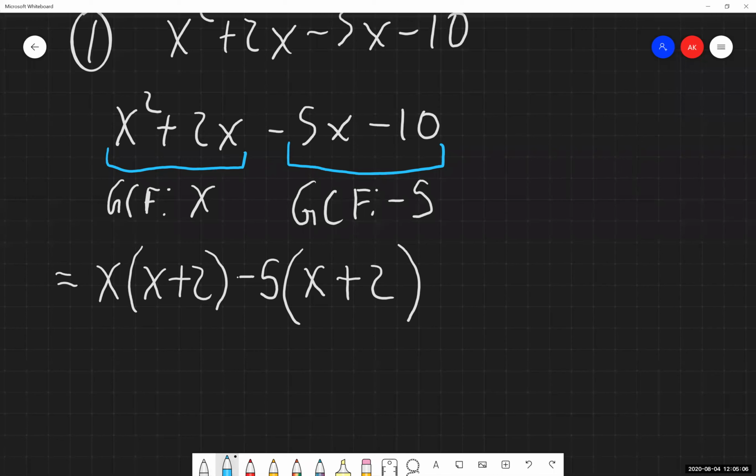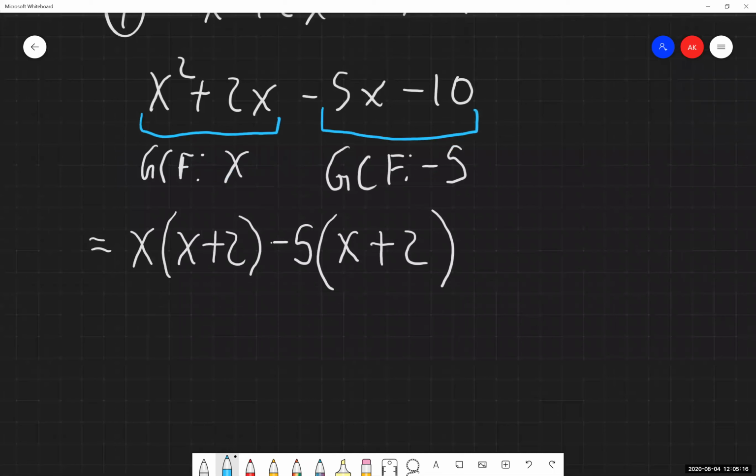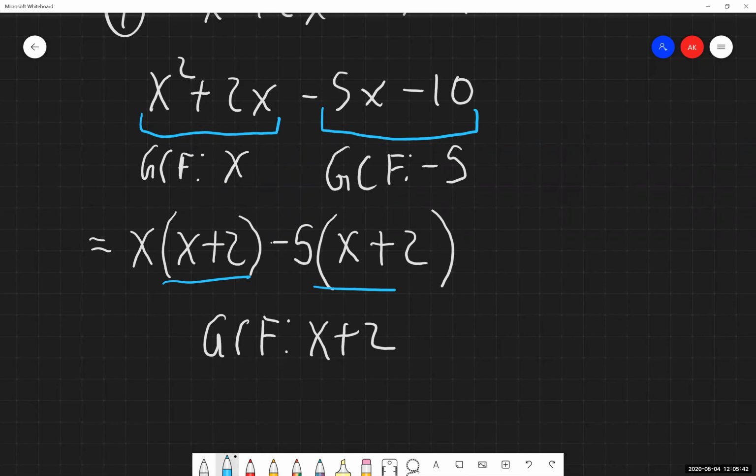Now from here, we're saying, all right, I've done the first part of factoring by grouping. Now I need to do a second round of this. Looking at this term and looking at this term, what is a factor they both have in common? For both of these, they both have an x plus 2 in common. So the greatest common factor here is x plus 2. This guy here, that guy there.